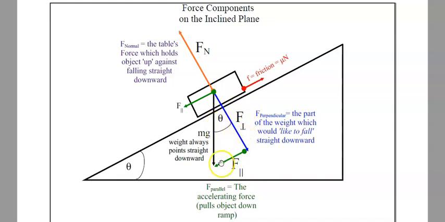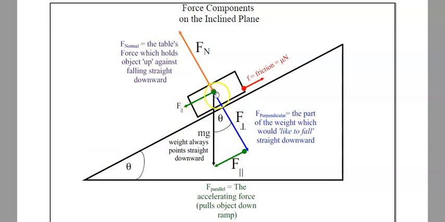The parallel component gets translated and brought to the center of mass right here. So this F parallel and this F parallel are identical vectors. They're not doubled. It is just the same vector translated and moved up. So you can see that the F parallel pulls the box down the ramp. This is the accelerating force, the force that pulls the object down the ramp.